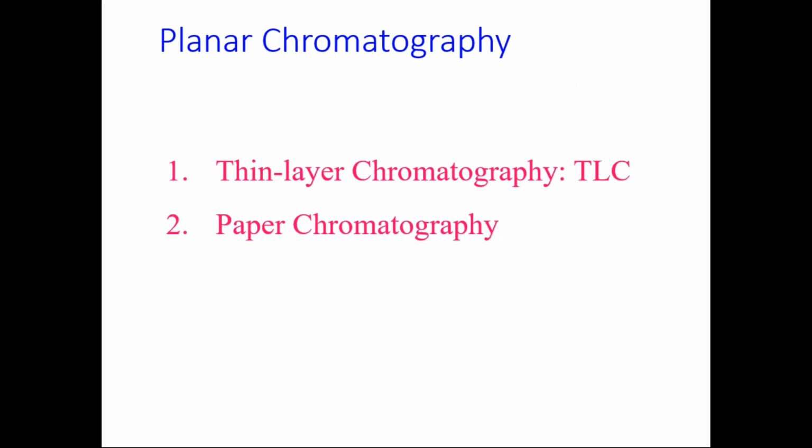In planar chromatography, we can further divide it into thin layer chromatography, or commonly TLC, and paper chromatography. As the name suggests, thin layer chromatography has a stationary phase spread out in a uniform thin layer through which the solvent, or the mobile phase, will pass. And paper chromatography is when the stationary phase is paper, which is made out of cellulose.